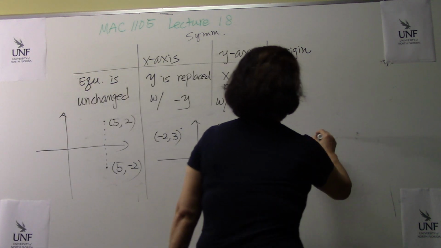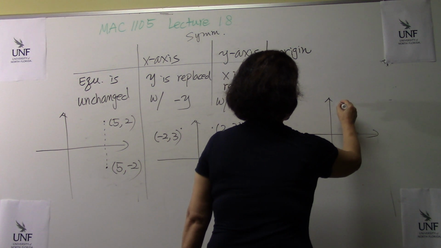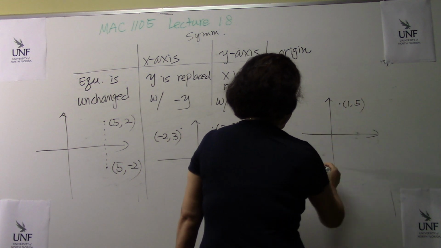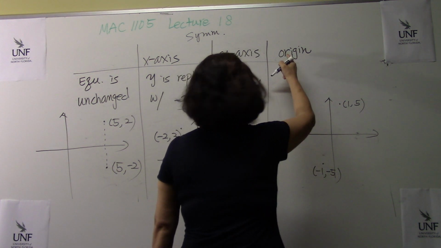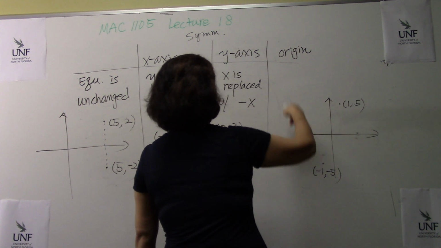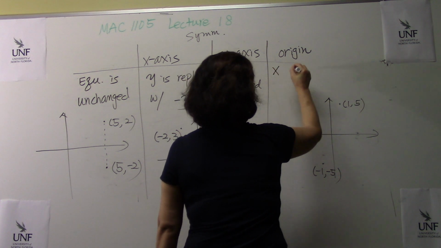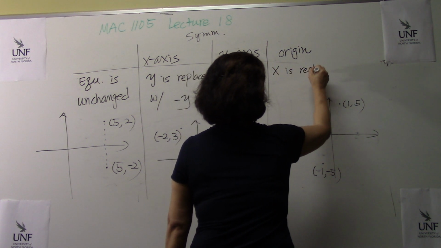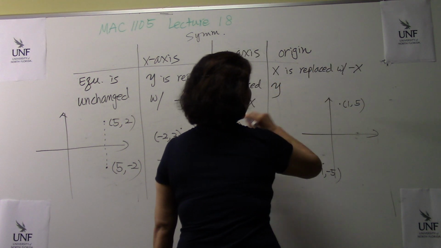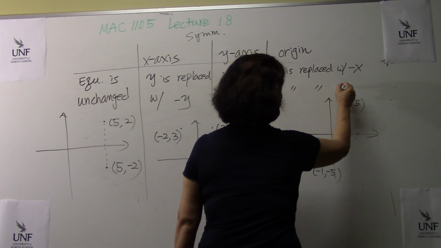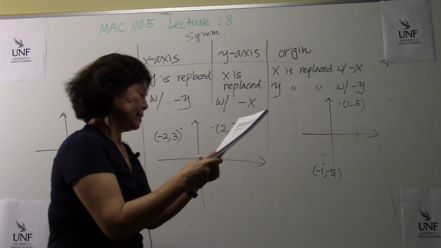On the other hand, the symmetry about the origin. So let's say again, here is, let's say, (1, 5). Here is (negative 1, negative 5). If something is symmetric about the origin, that means the equation is unchanged. This time both x is replaced with negative x, and at the same time y is replaced with negative y. The equation is still the same.